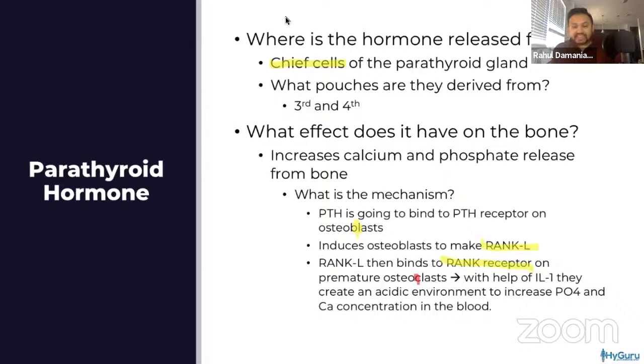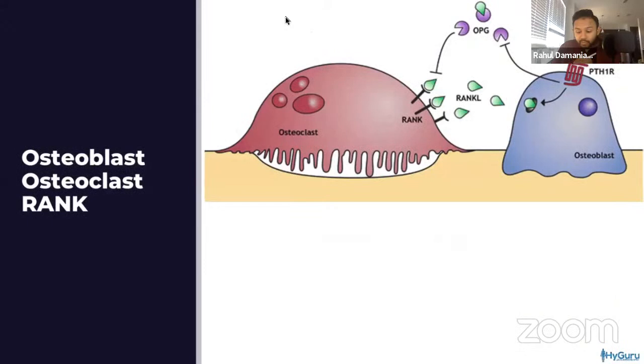So now RANK ligand bound to the RANK receptor on osteoclast, and with the help of IL-1, they create an acidic environment to increase PO4 and calcium concentrations in the blood. Another high yield test question is to recognize that osteoclasts are derived from the monocyte lineage, and the USMLE loves to go for that. So this is just a pictorial representation. As you can see, PTH binds to the osteoblast. The osteoblast starts secreting the RANK ligand, and the RANK ligand binds to the RANK receptor.